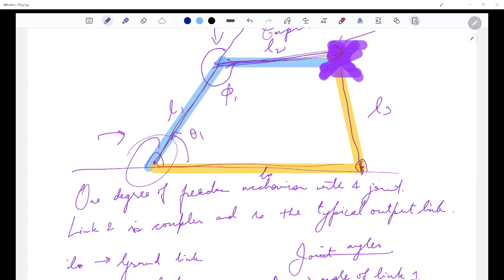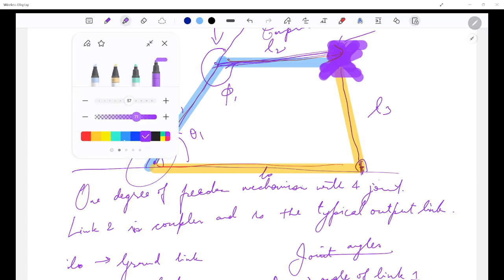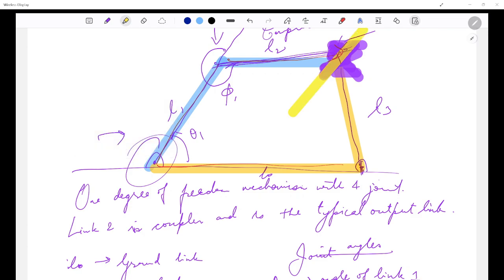But instead of equating, what you can also do is break the loop at a different point. I broke my loop here, but you can break your loop here, here, here, or anywhere else.